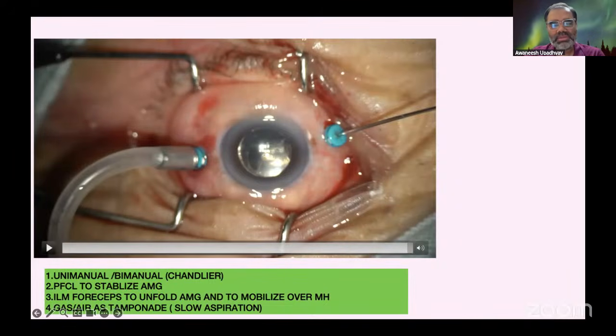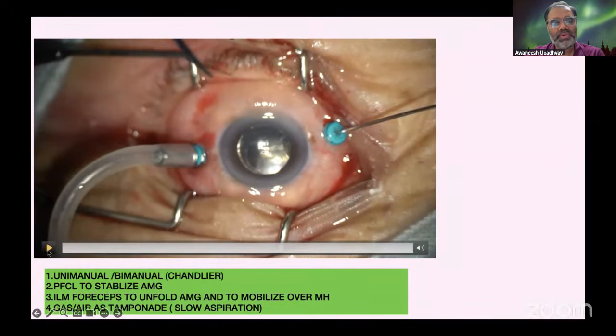Can you just present? You can see the post-op photos if you can, Dr. Bhavik. If you can show the next slide and the results.